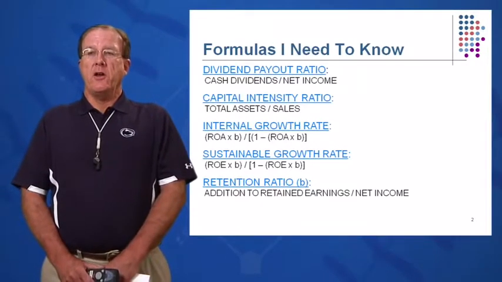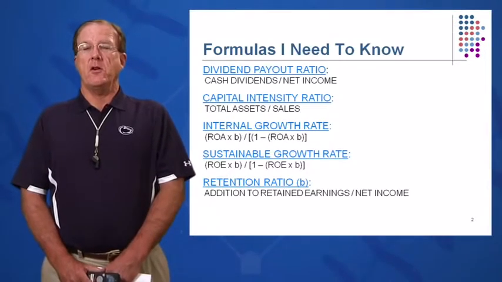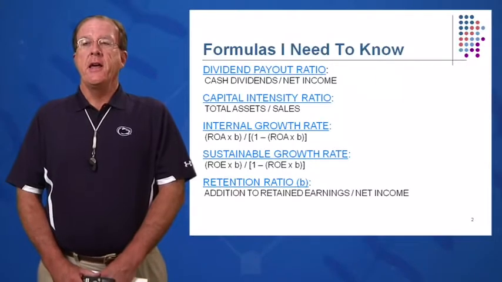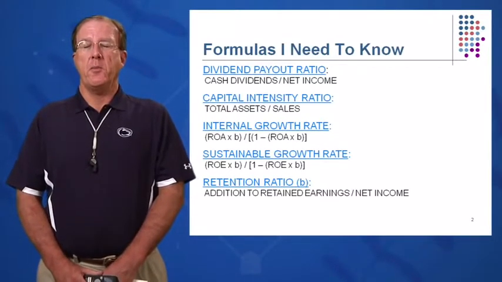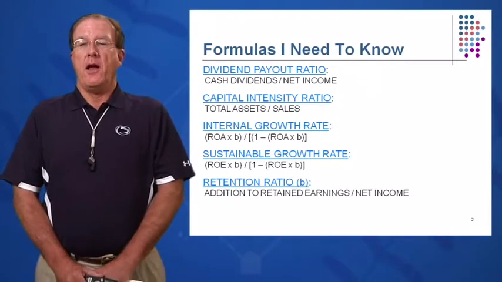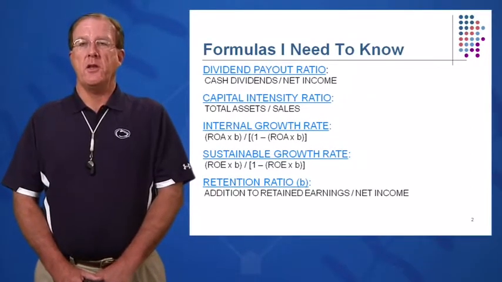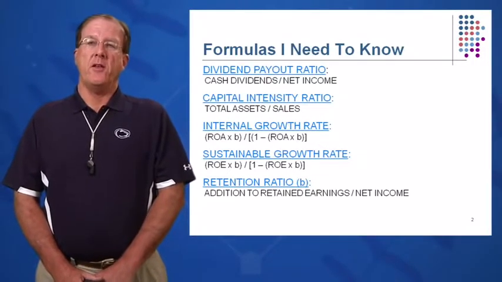Capital intensity ratio is the inverse of the asset turnover ratio, total asset turnover ratio that we learned in session 3. And this is how many dollars of assets are needed to produce $1 of sales. So it's the inverse of total asset turnover, which tells you how many dollars of sales are generated per dollar of assets.